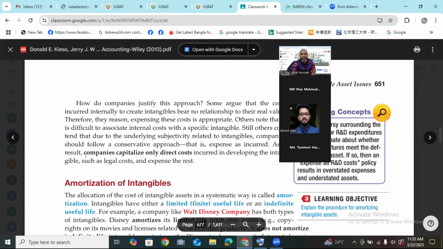So a company capitalizes only direct costs incurred in developing intangibles, such as legal costs and expenses, and the rest. What are the direct costs? Say, for example, legal cost and expense, the rest. So there is a summary. I just gave you the summary about this.